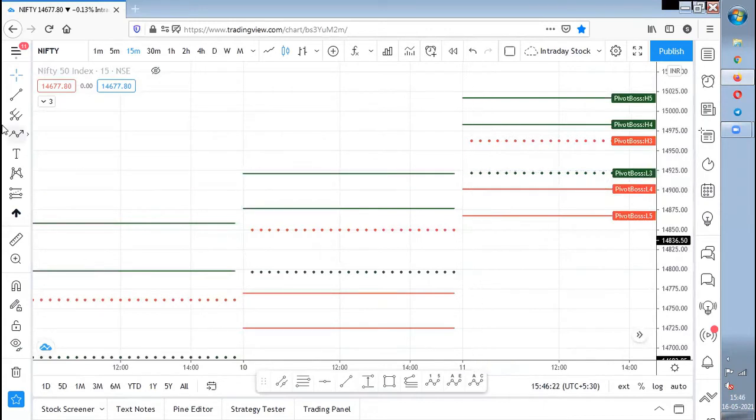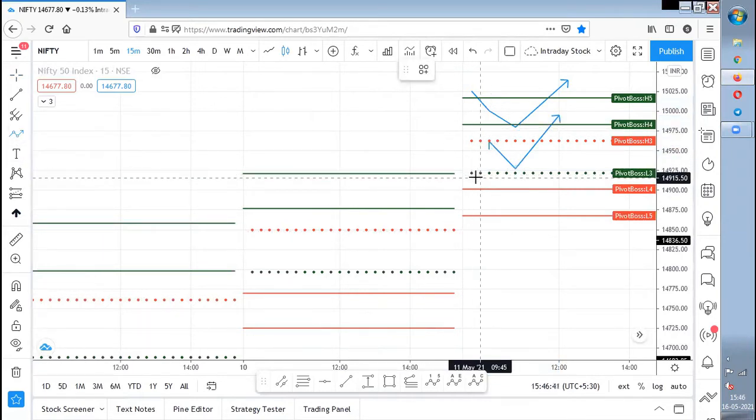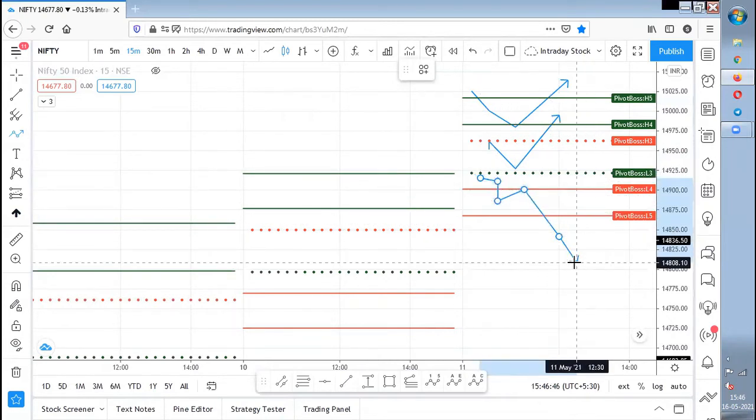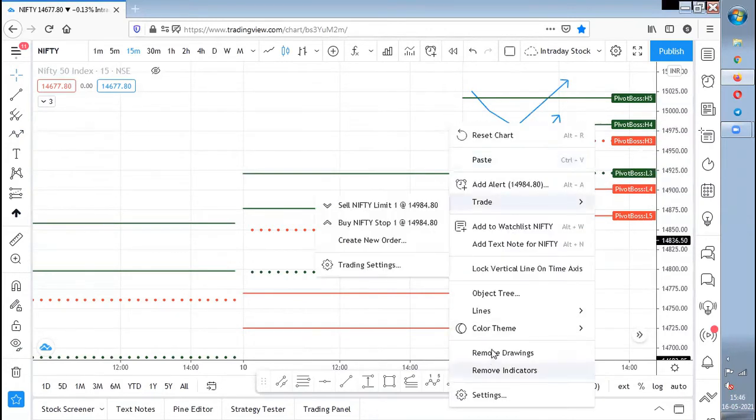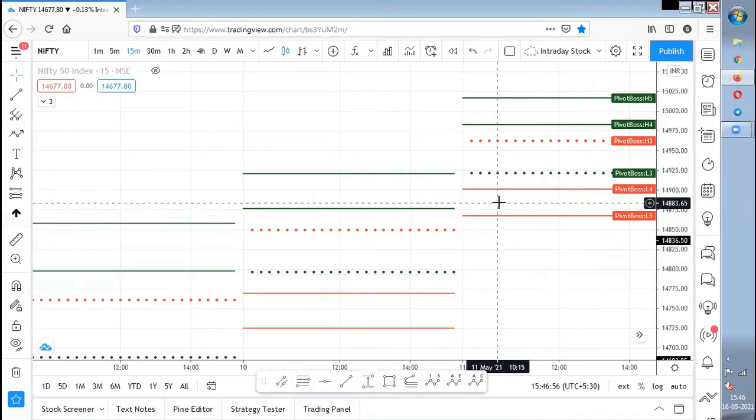Clear? So what are the possibilities? If there is any opening above H4 or above H5, then a pullback towards H4 or H3 is going to be a buying opportunity. If the candles are opening between H3 and L3, you need to see how the candles are rejecting or how the candles are acting. And if the bias is invalidated, with the candles opening below L3 or below L4, then a pullback towards L3 and L4 is going to be a shorting opportunity. So these are the possible scenarios we have for the day Tuesday.